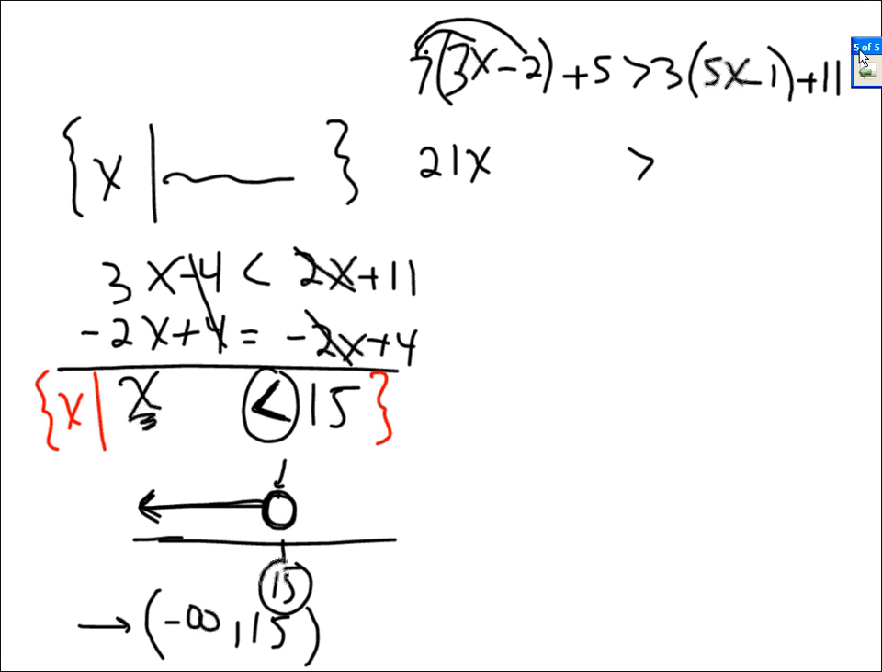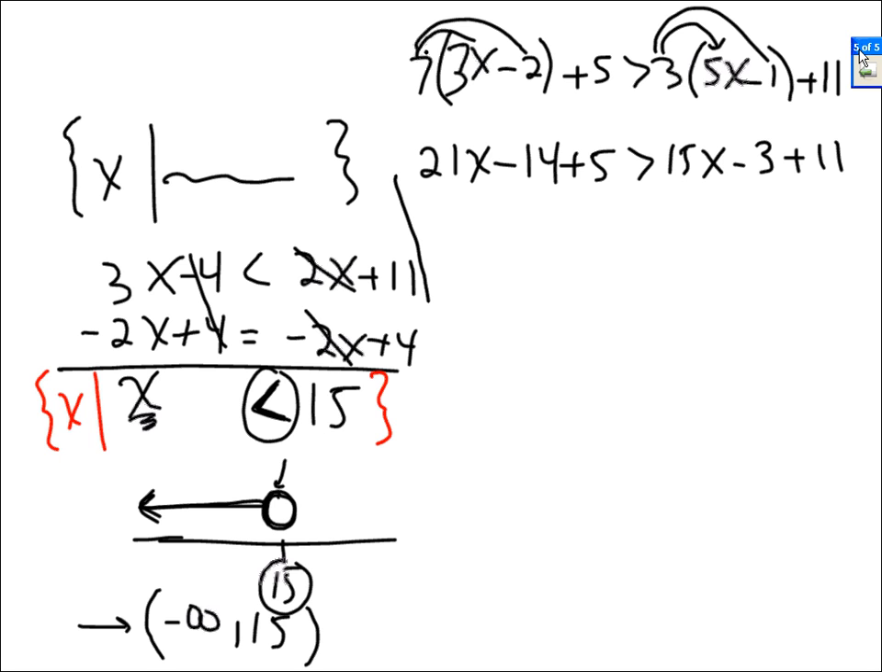21x minus 14 plus 5 is greater than 15x minus 3 plus 11. We just have the 21x's. With the numbers, we have negative 14 plus 5. You owe somebody $14, you give them $5. You owe them $9.